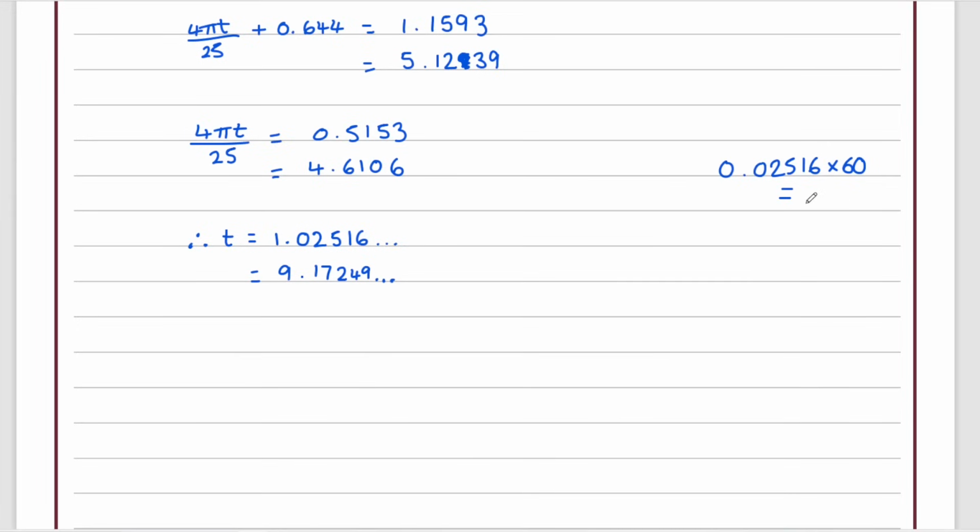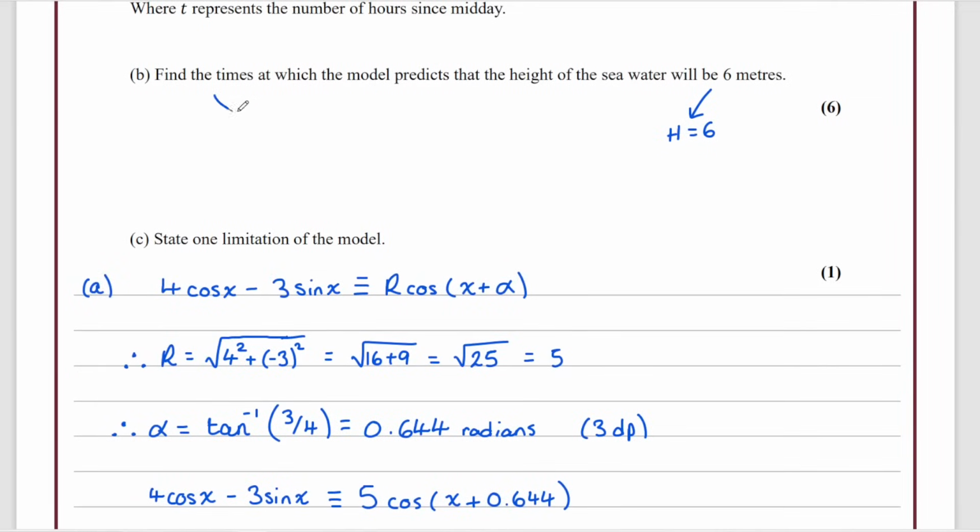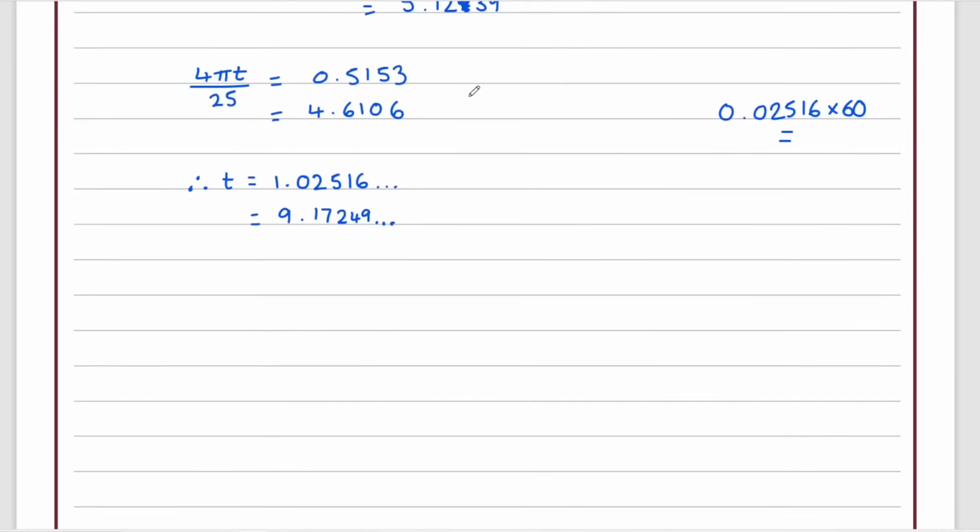Okay, so if I round this to the nearest minute, I think that's what the question asks for. It should ask for it to the nearest minute. I will change that on the actual paper. The nearest minute. So to the nearest minute, what you should get here is 2 minutes. In that case, 1.02516 corresponds to 1 hour and 2 minutes.